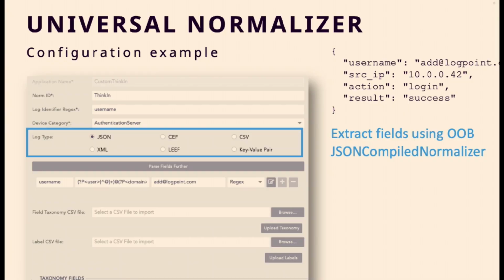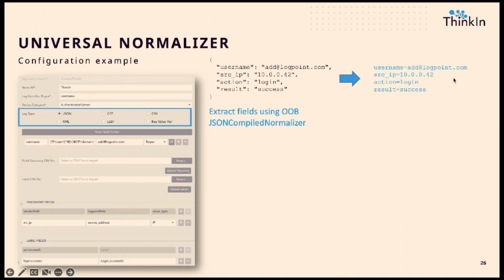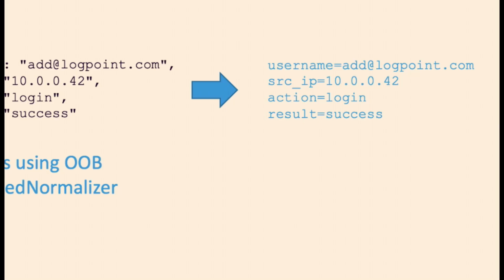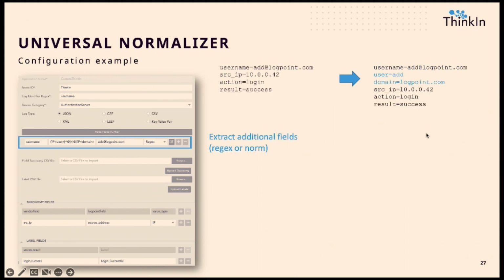Which means that with the JSON compiled normalizer, you will have this kind of result here: just field extraction, username, source, src, IP, action, result, etc. So the next step, what I wanted to do is to extract the username without the @logpoint.com, and of course also extract a new field called domain. So how can we do that?